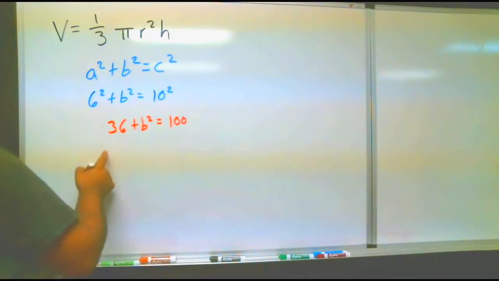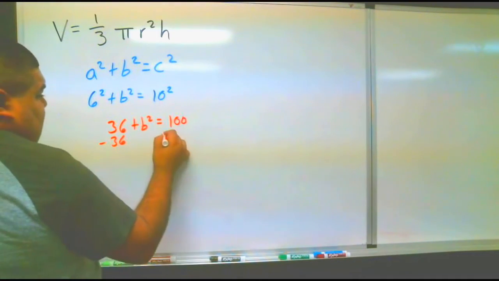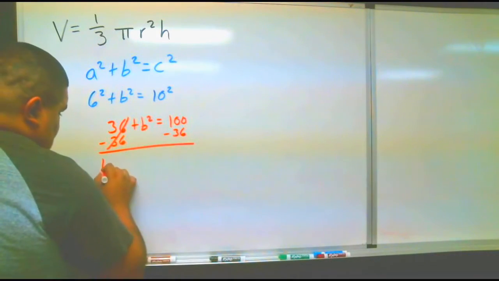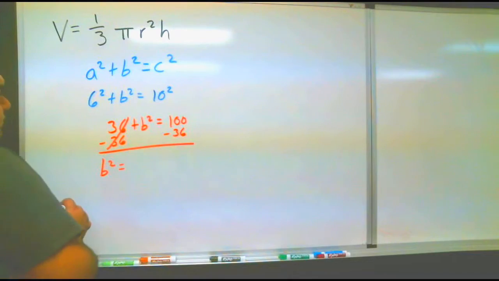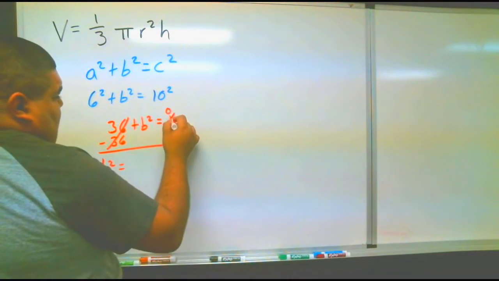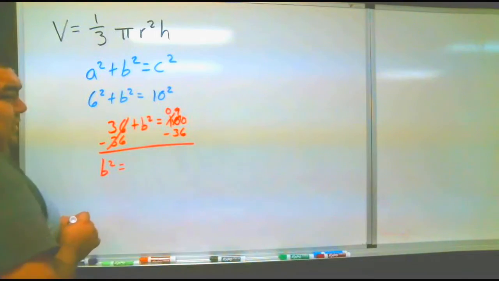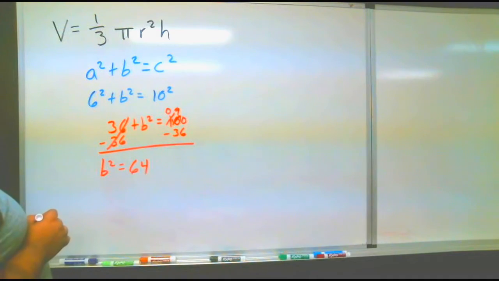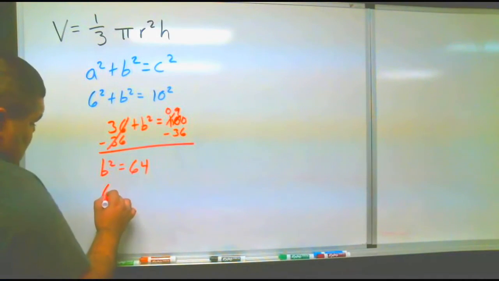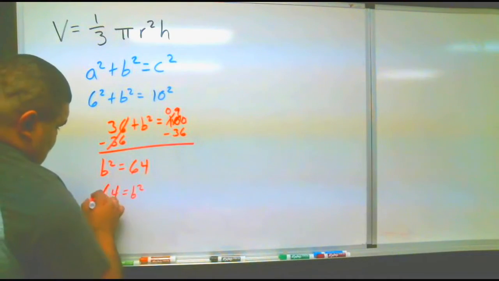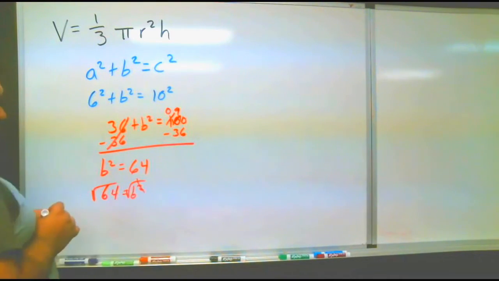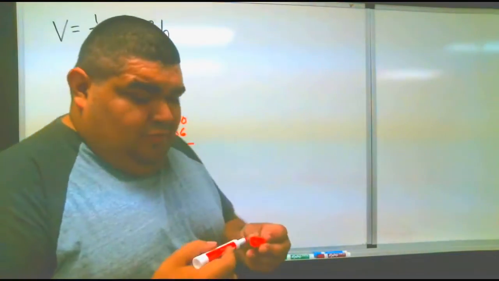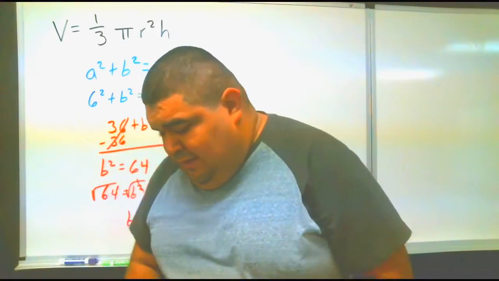In order to leave B squared alone, we have to get rid of the 36. Since it's positive, we do the opposite and subtract 36. 100 minus 36 is 64. So 64 equals B squared, and we take the square root of both sides to cancel out the square. So B equals 8, because the square root of 64 is 8. So that's our height.